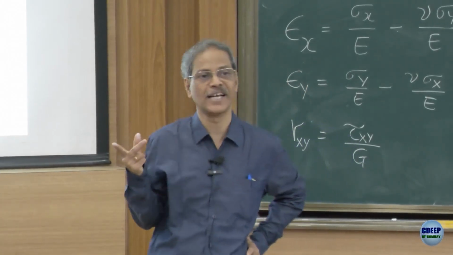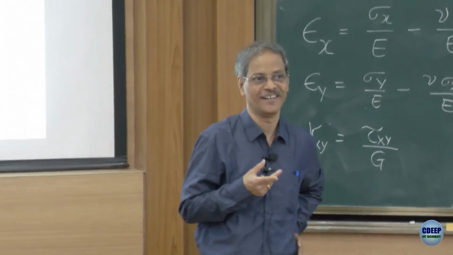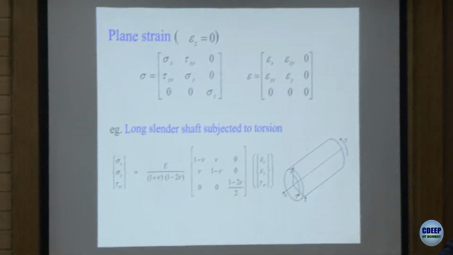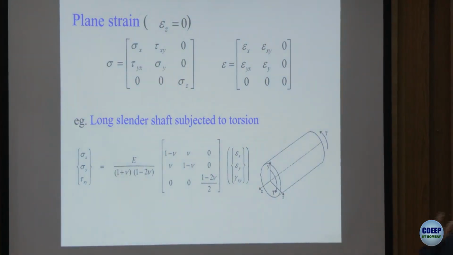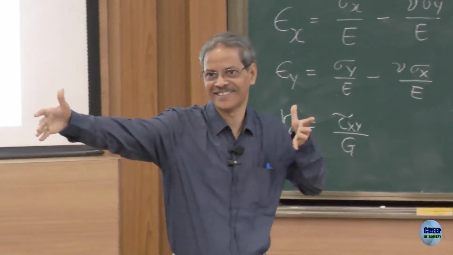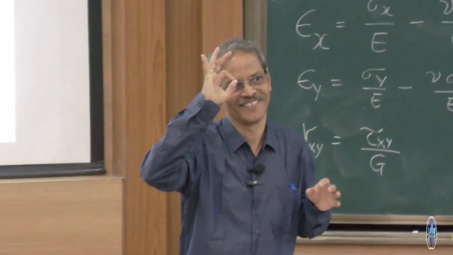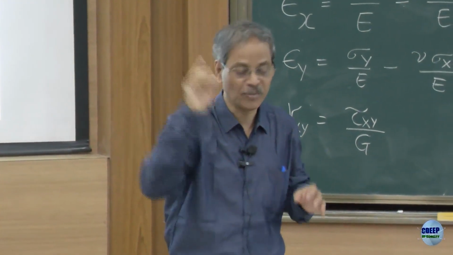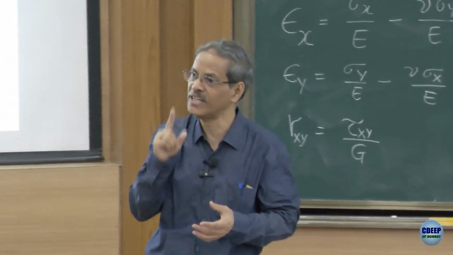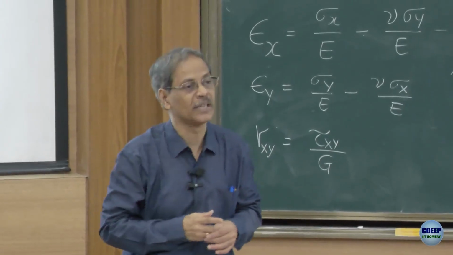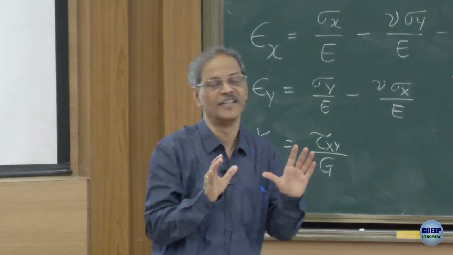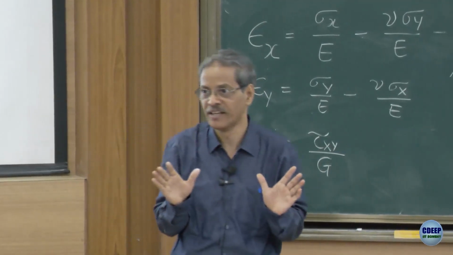Plane strain is exactly the opposite case, where rather than a thin structure, I am looking at a structure which is very long, then I would tend to think that epsilon z, change in length by original length, is 0. But sigma z is not 0. Epsilon z, the longitudinal strain, is 0. So sometimes we make this assumption of plane strain conditions. Again, the analysis will be two-dimensional.